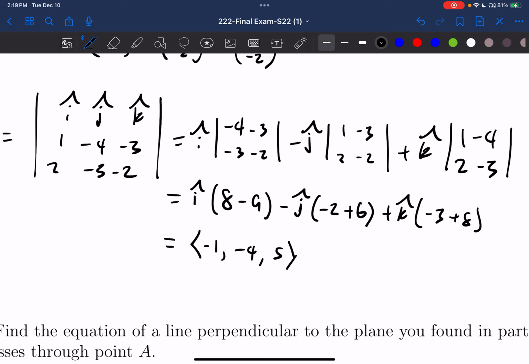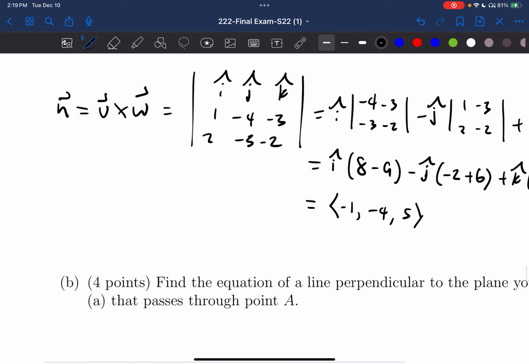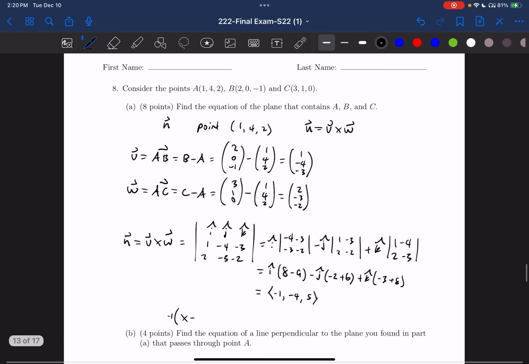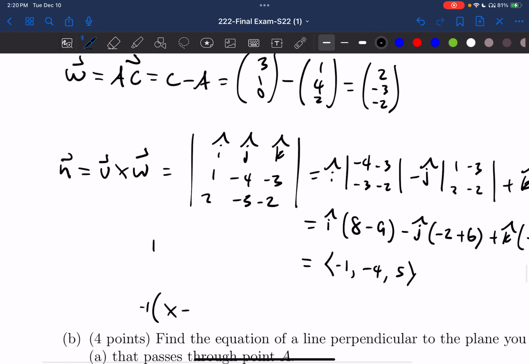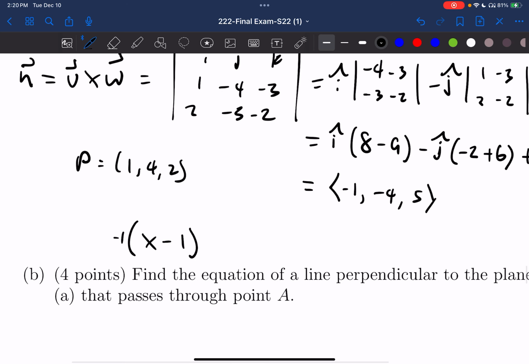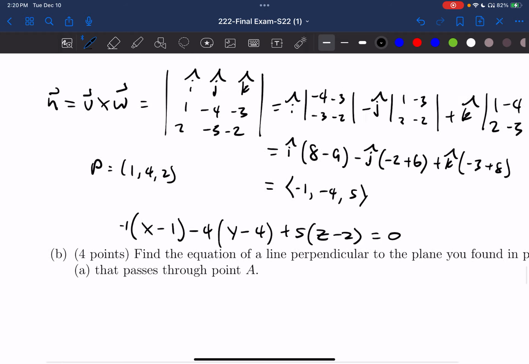So writing our equation of the plane, we're going to have negative 1 times x minus our point, which is, let's set our point as A, which is (1, 4, 2). This is our point. Minus 4 times y minus our point, which is 4. Plus 5 times z minus our point, which is 2. And this will be equal to 0. And that will be our answer.